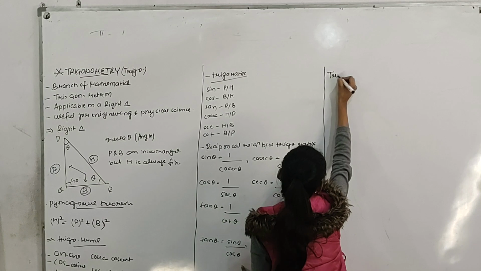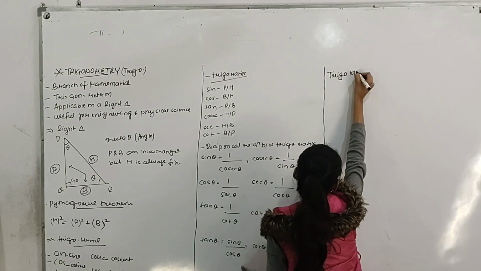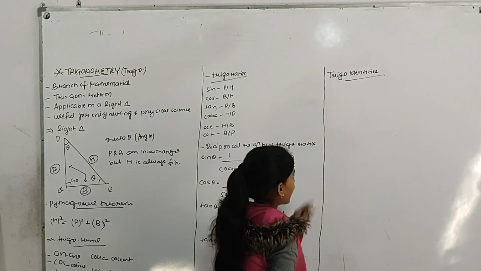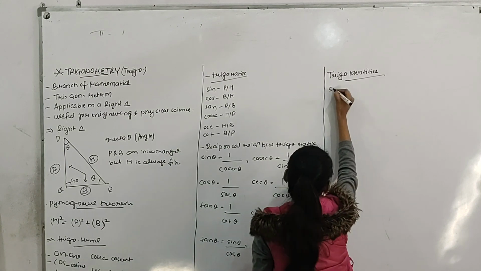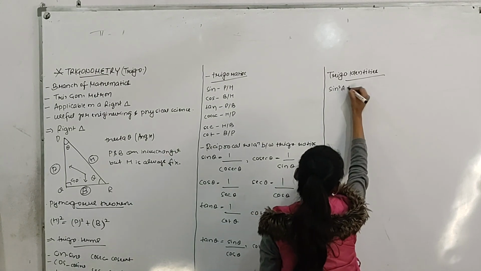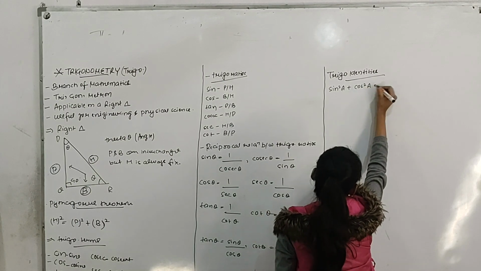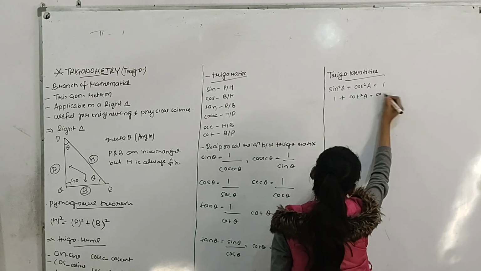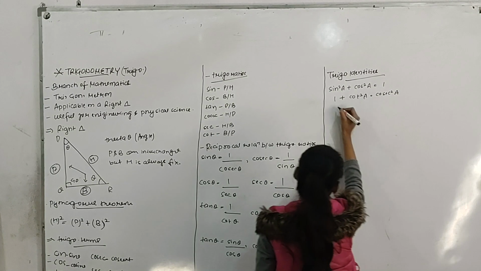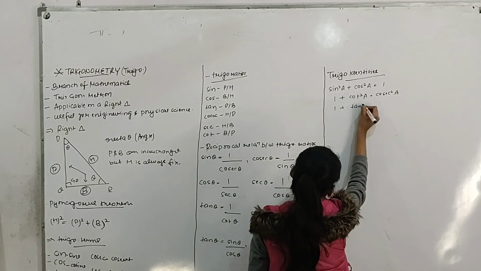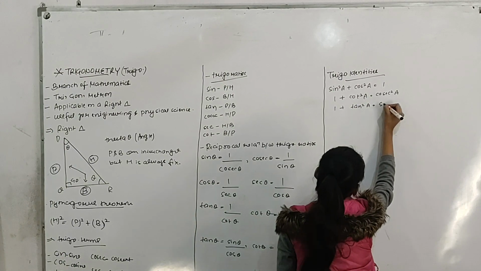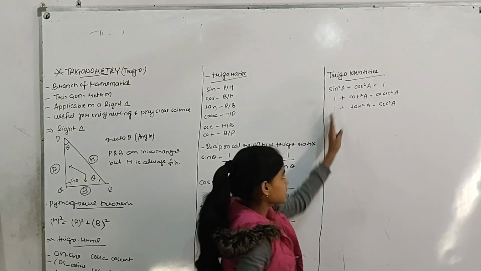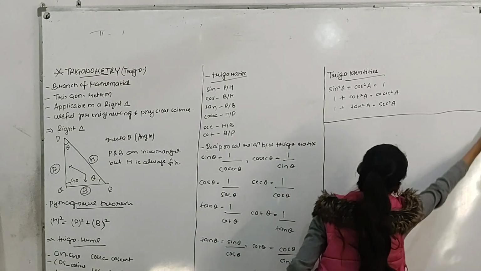Now next we have some trigonometric identities. So basically trigonometric identities contain three identities, which are: the sum of sine square A and cos square A is 1, the sum of 1 and cot square A is cosec square A, and the sum of 1 and tan square A is sec square A. So these are three identities, but we can derive some more identities from each of these identities.